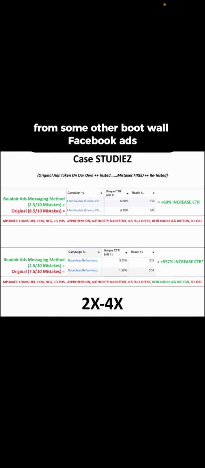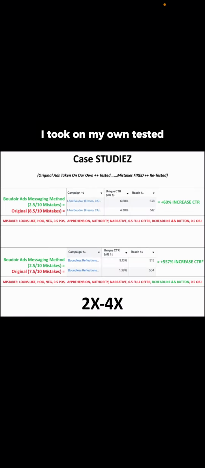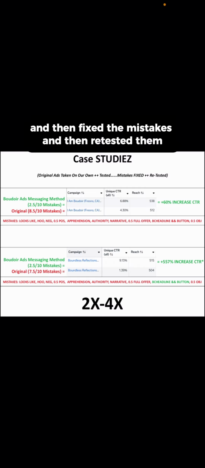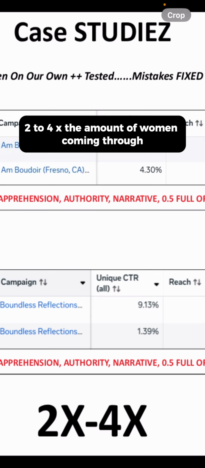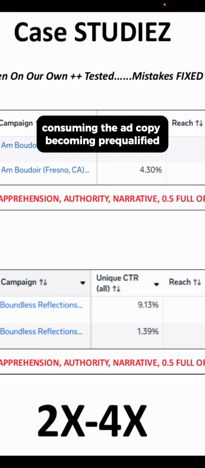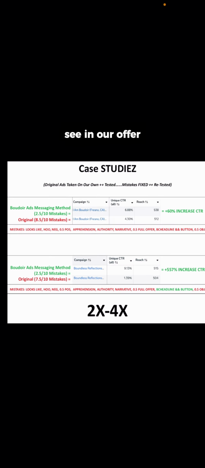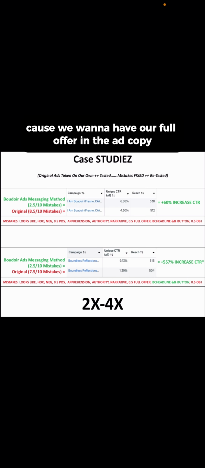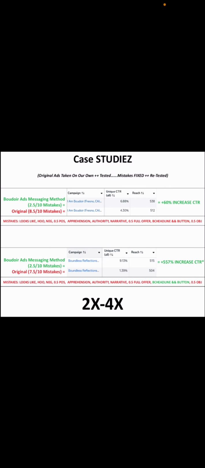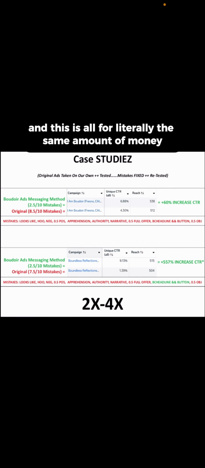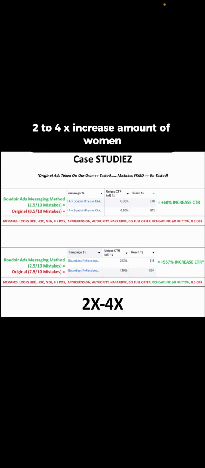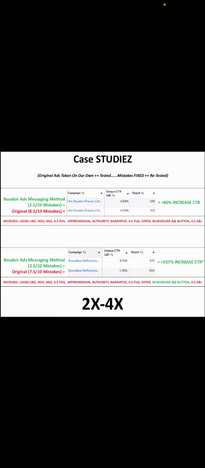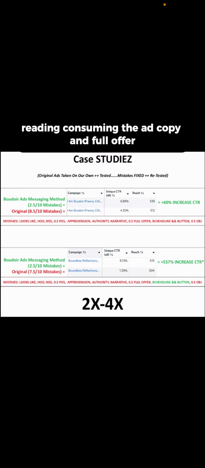And this is some data from some other boudoir Facebook ads I took on my own, tested, and then fixed the mistakes and then retested them. On average, I was able to get 2 to 4x the amount of women coming through, consuming the ad copy, becoming pre-qualified, seeing our offer, because we want to have our full offer in the ad copy. And this is all for literally the same amount of money, literally the same ad spend. A 2 to 4x increase in the amount of women reading and consuming the ad copy and full offer.